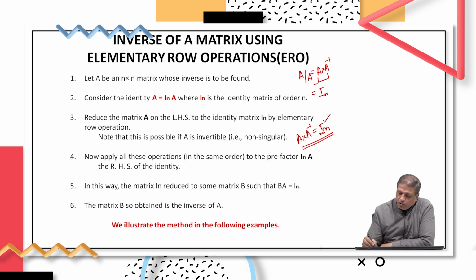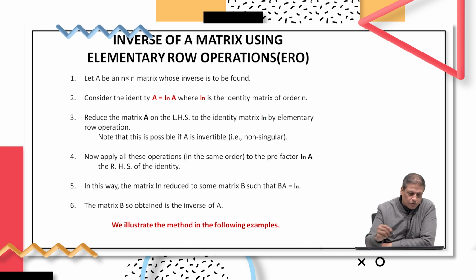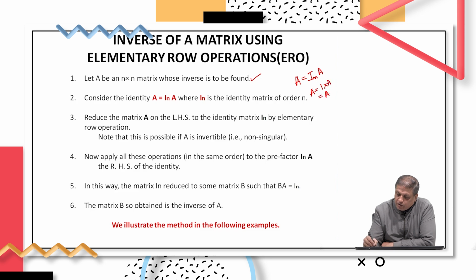So, we learned about the identity matrix, and we learned how to find the rank of a matrix. Now, we apply our understanding of the identity matrix to find the inverse of a matrix. So, there are some points. A is an n cross n matrix whose inverse is to be found. Then, as I already said, A will be equal to identity into A, because anything multiplied by 1 is itself. If I say 1 into A, that is equal to A itself. What is 1? 1 is nothing but your identity matrix.